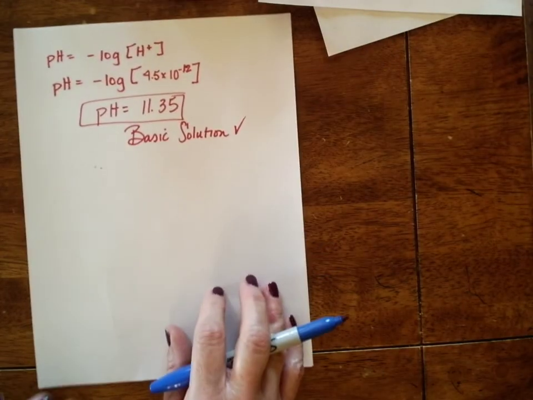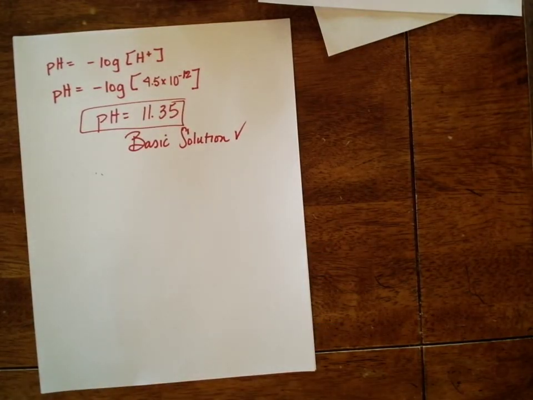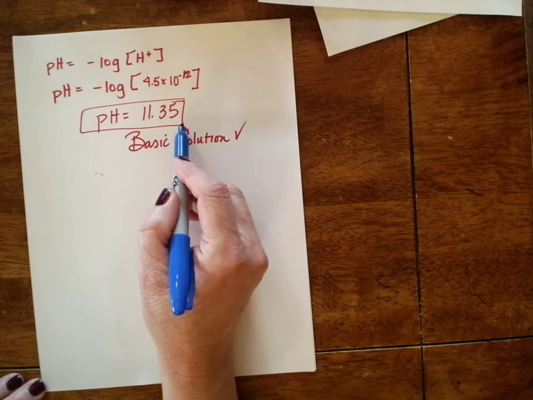Then I can just put it into my pH formula. My pH equals negative log of my H plus concentration. And when I do that, I have pH equals negative log 4.5 times 10 to the negative 12th. Plug it into your calculator and you should see that your pH is equal to 11.35.